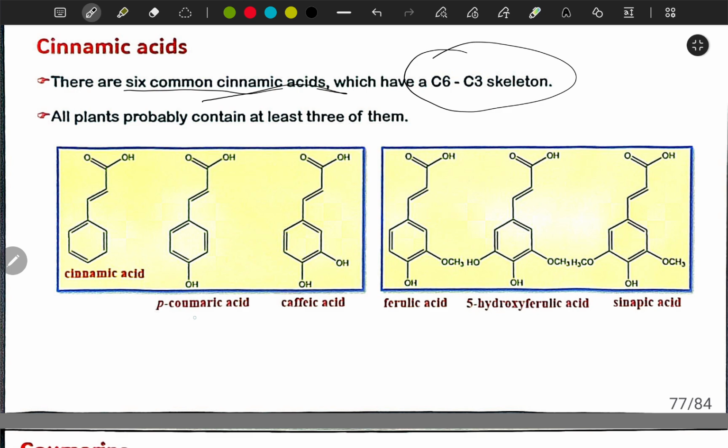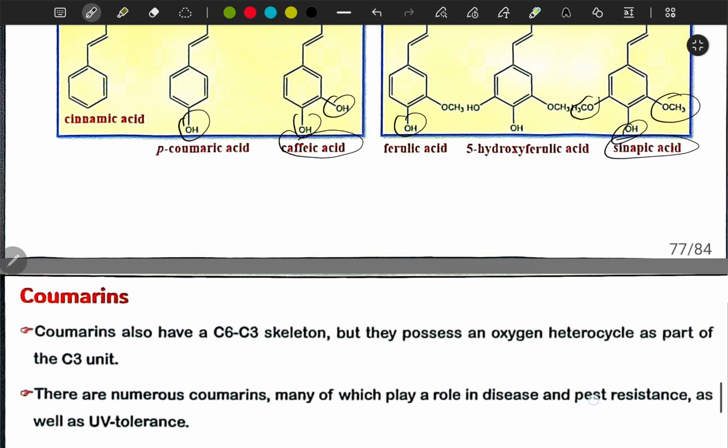Now p-coumaric acid has an OH on cinnamic acid. Caffeic acid, double OH. Ferulic acid, OH and OCH3. 5-hydroxyferulic acid, OH, OCH3. Sinapic acid, OCH3, OH and OCH3.